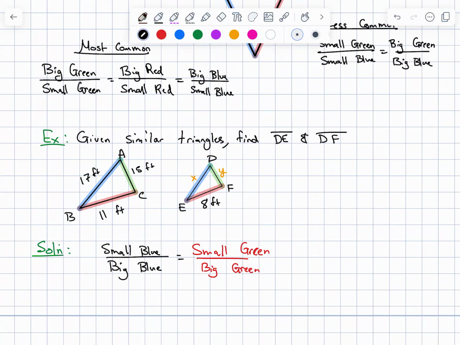then I would get X over 17, small blue over big blue, is equal to small green, Y over big green, which is 15. And unfortunately, that's a two-variable equation. And so there's no way to solve for one of the variables. This is something you'll learn if you decide to take later math courses. There are ways to find solutions to this, but that's not something we're really privy to right now. So this won't work for us because now we have two variables in our equation, which makes it hard to do. So instead, we will do small red over big red.